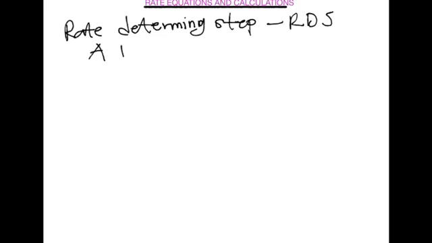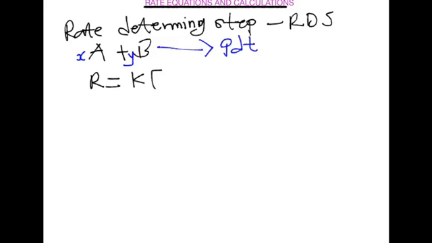And then we look at a general equation such as this: A plus B, and then our A has X and the B has Y, giving us a product. And we see that if we have something like this and we want to write the rate equation, then the rate equation is going to be given by R is equal to K, and then we have the concentration of A raised to the power X and the concentration of B raised to the power Y.